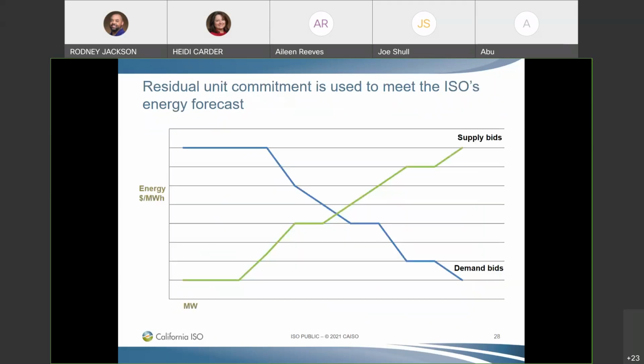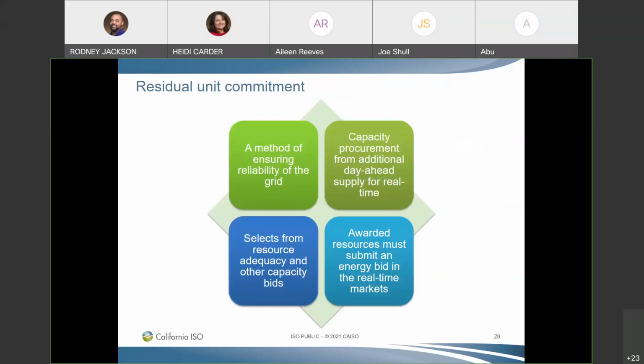Now, the residual unit commitment is used to meet the ISO's energy forecast. We showed you this screen before. So what happens when the amount of energy that clears the market is short of what the actual ISO demand is? Well, that's what the residual unit commitment process is for, to cover that gap. The residual unit commitment process is just that. It's to bridge the gap between what cleared in the day-ahead market and what we actually know the forecast is going to be.